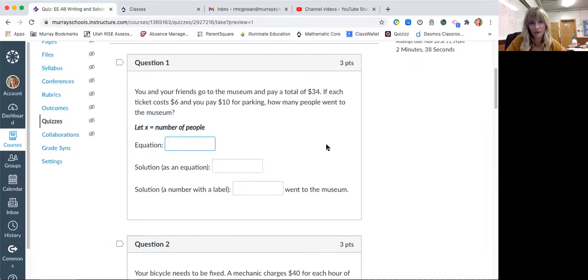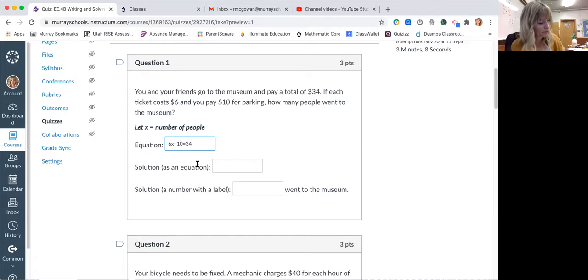This is the part we've practiced a lot the last couple of days. If x is the number of people, which number in that situation goes along with the people? Each ticket costs $6. A ticket's per person, right? So it's going to be 6x. See what I'm typing in here? 6x plus the $10 for parking is going to equal $34. So that first box, see what I got typed in? That first box gives me my equation.